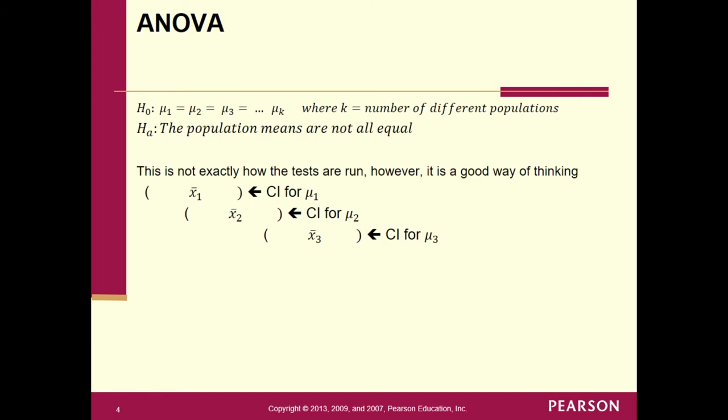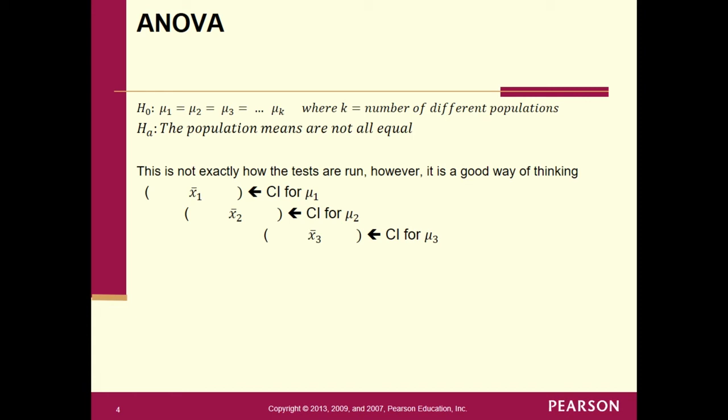So the null hypothesis will be the following. Mu1 is equal to mu2 is equal to mu3 is equal to ... mu sub k, where k is the number of different populations. All right. So if you had 3 populations, you can stop at mu sub 3. If you had 6, you would say mu1 is equal to mu2 is equal to mu3 up through 6. Okay. H sub a, the population means are not all equal.